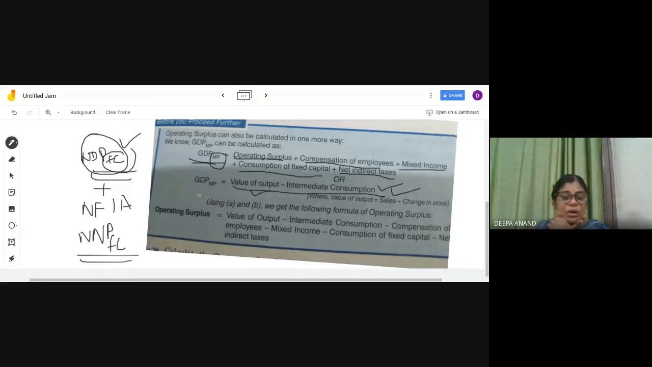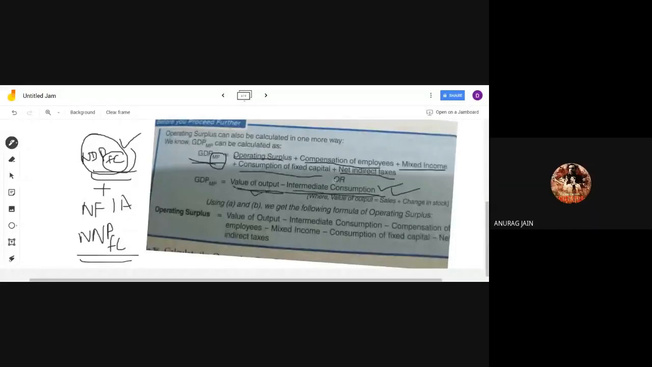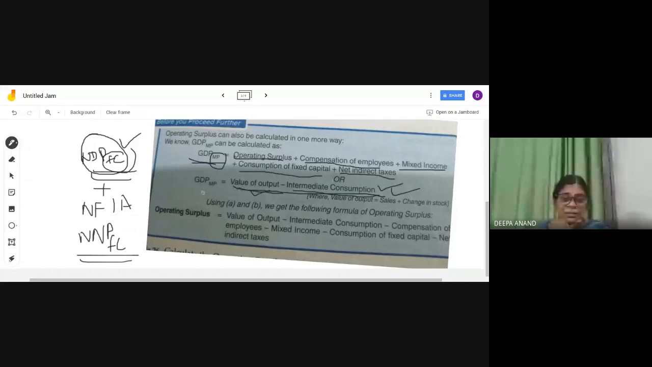What did we call it there? In the previous method, what did we call value of output minus intermediate consumption? Value added. Value added. Value added. Or here, GDP at MP is equal to value of output minus intermediate consumption.